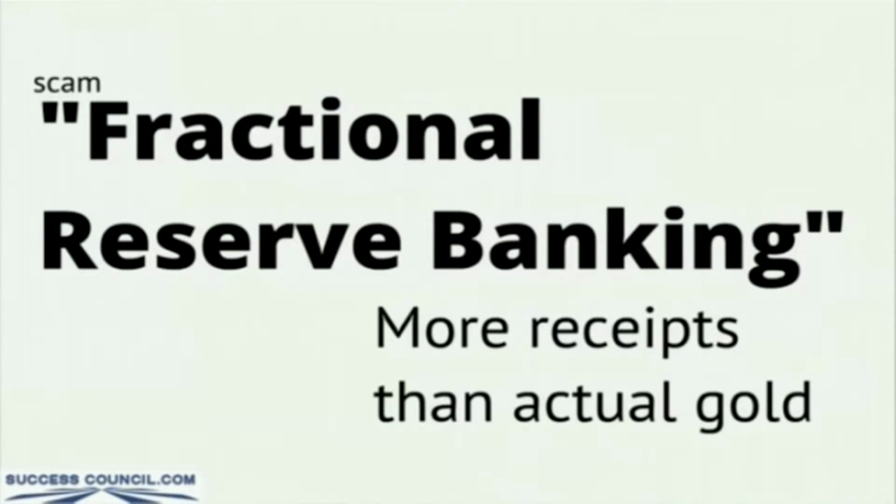This scam was later called fractional reserve banking. And it's called that because there's only a fraction of the gold on reserve that there are receipts for the gold in existence. All right, stay with me here. Not 1 in 100 people understand what you're about to learn. And that's why 1% of Americans control 99% of the wealth.